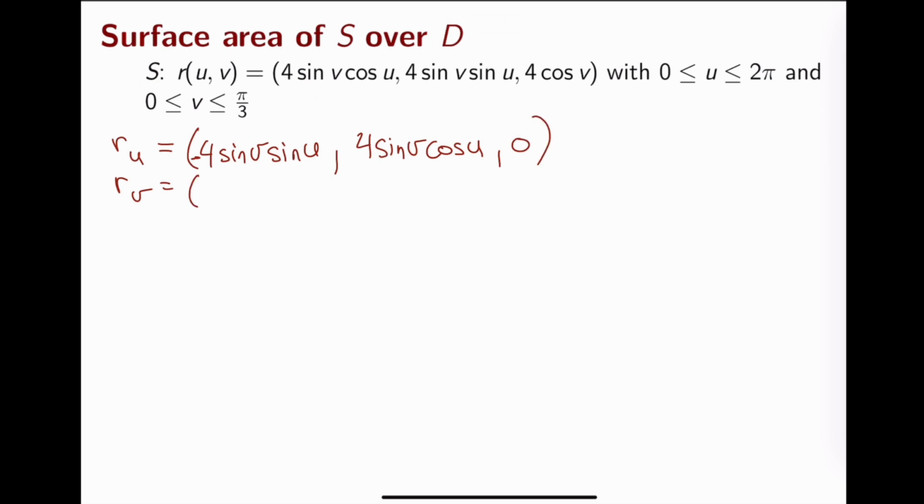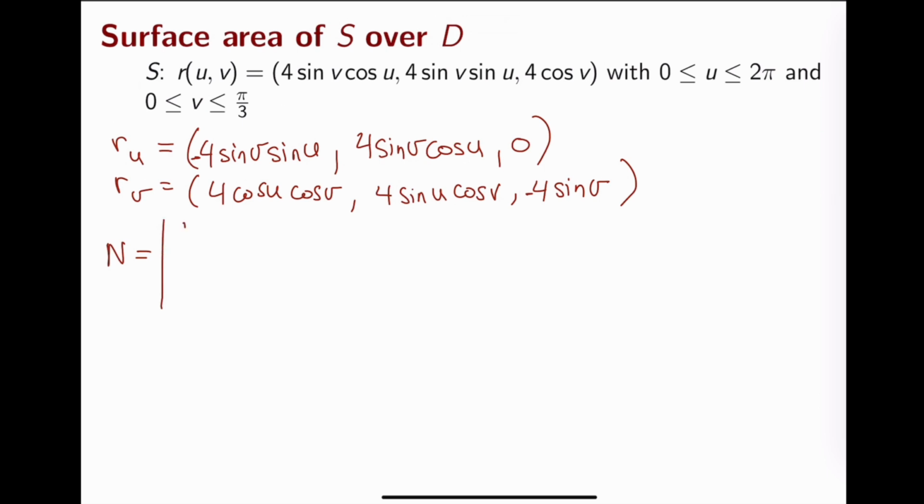So we do the same for the derivative with respect to v of each one. Here, the derivative with respect to v will be 4 cosine u, and then the derivative of sine of v, which is cosine v. And the derivative with respect to v here will be 4 sine u, that is a constant that goes out, times the derivative of sine of v, which is cosine of v. And the derivative of this with respect to v will be 4 times minus sine of v. So we have the two derivatives. We're going to now calculate N as the cross product of these two.